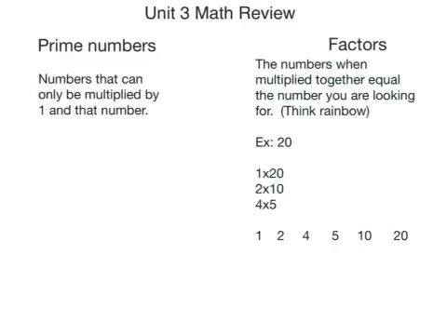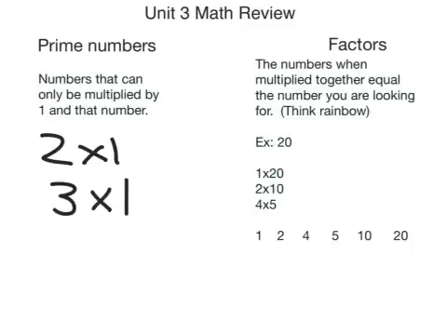So for example, 2 is a prime number because 2 can only be multiplied by 2 and 1. You can't multiply any other numbers to get 2. And let's look at another one. So let's go to the next number, 3. Can you multiply anything by 3 other than 1? You can't. So 3 is a prime number because 3 can only be multiplied by 1.